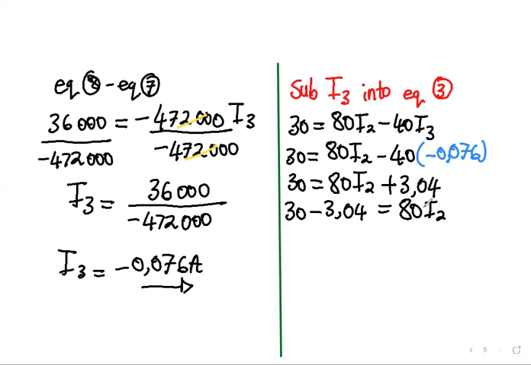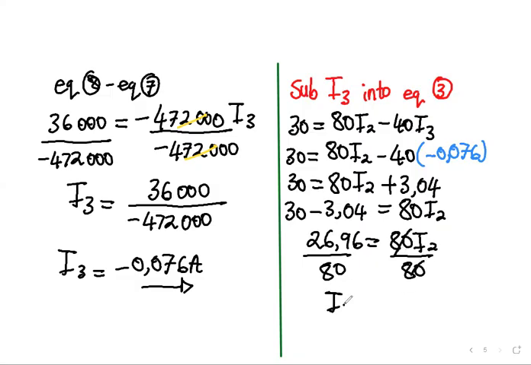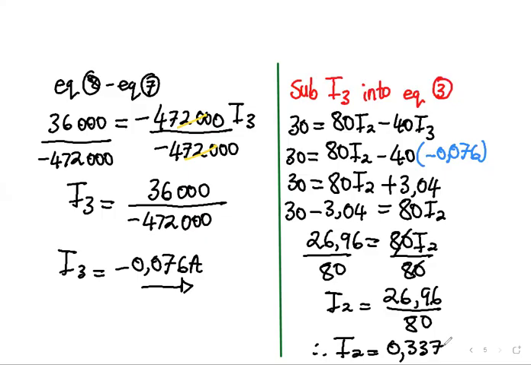Then you subtract 30 minus 3.04, that's gonna be 26.96, equals 80 I2. And then from here, if you want the second current, which is I2, divide both sides by 80. Then 80 cancels 80, and I2 equals 26.96 all divided by 80. Therefore our I2, the second current, remember you write it in 3 decimal places, is gonna be 0.337 amperes.